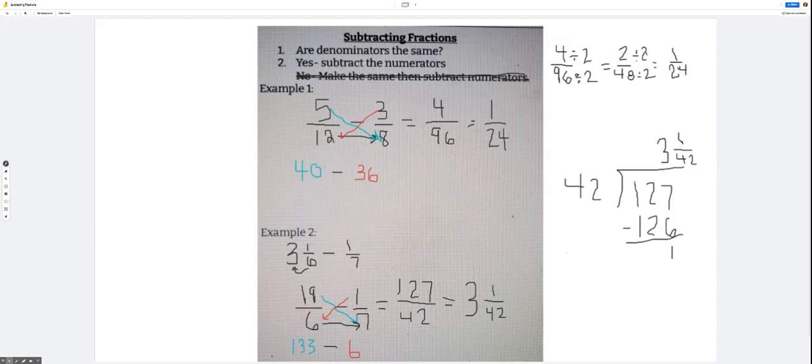Now that you've filled in your graphic organizer or copied these problems onto a sheet of paper, you are going to do the exit questions for today. Good luck.